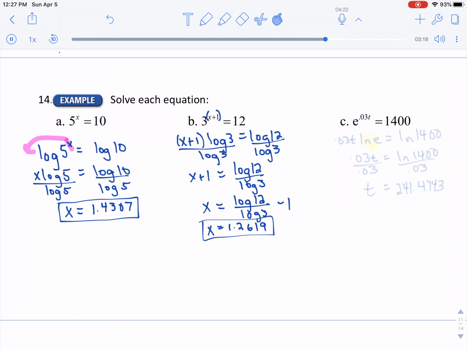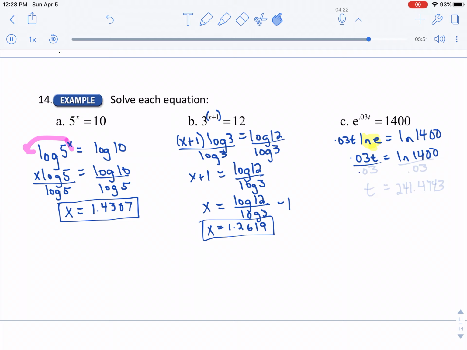And let's go to C. C is almost the same type problem with one difference. Instead of logging both sides, because there's an e involved, I'm going to ln both sides. So I get 0.03t ln equals ln of 1,400. Now remember that ln of e, that base is e there, so this is just 1. So I get 0.03t equals ln of 1,400.